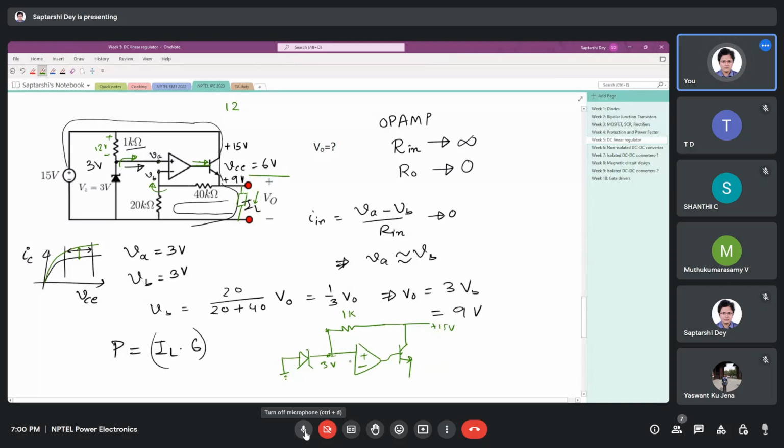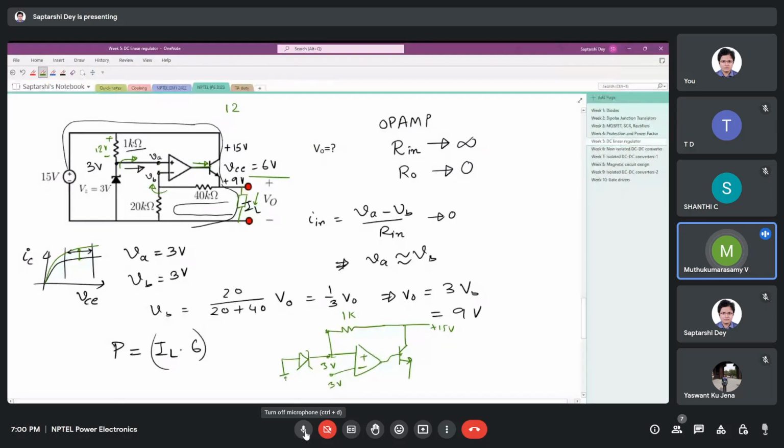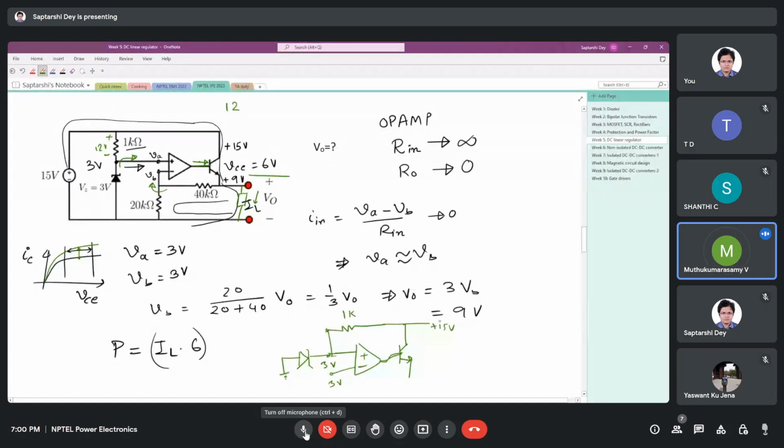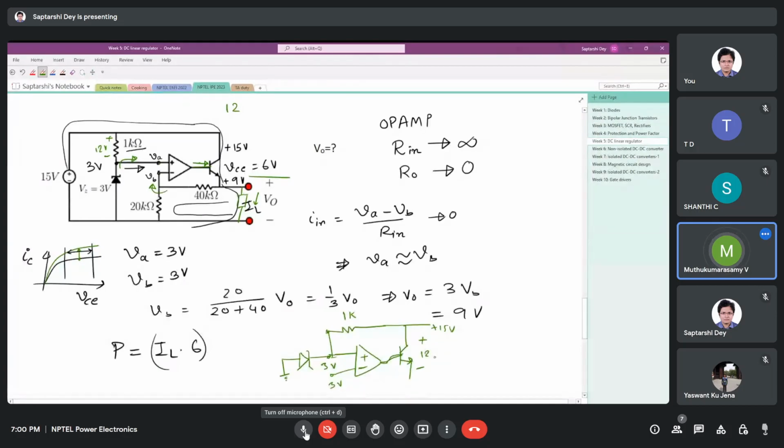Go ahead, what you were saying. No, sir. In the output branch also we get 12 volts. Across 20 kilo ohm is 3 volts, 40 kilo ohm is 3 volts, and then across VCC is 6 volts. So we get 12 volts here also at the output branch.